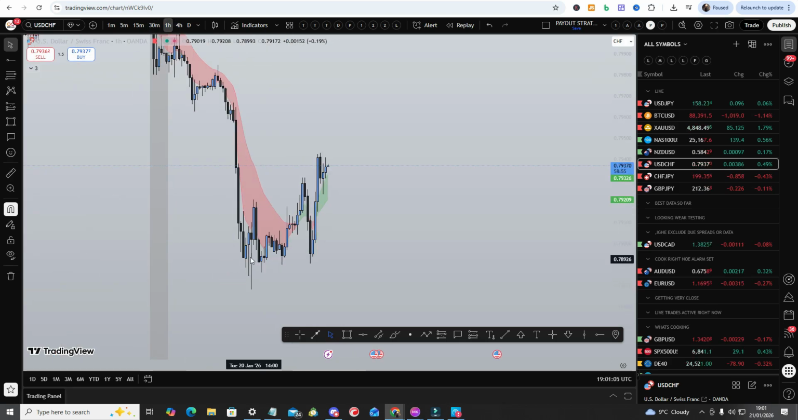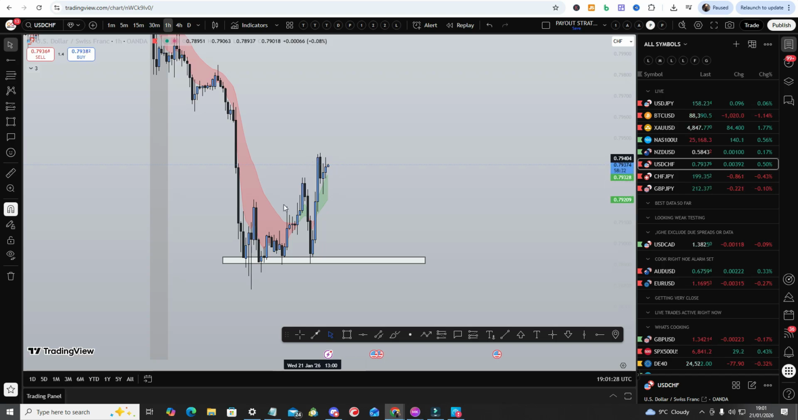What do I mean by this? Look at this. This is an area of support now that has been respected multiple times, and then price has made a new, not a high, you can still call it a lower high, but it's broken this lower high structure here. Price came back down and came back with a lot of volume and broke this high over here.